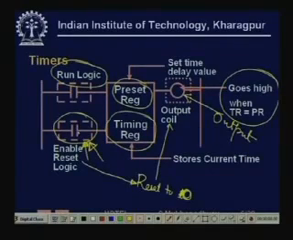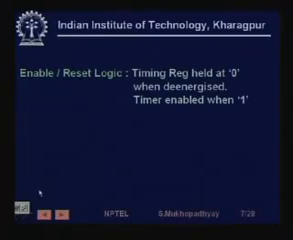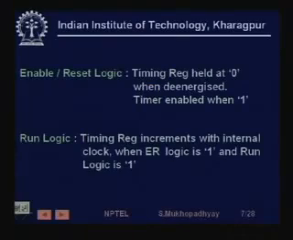So it's not necessary that you always make it a very simple logic, you can make it as complex as you want. Having done that, this is a basic timer. Timers create delay, so we can have various types of delays, and all of them can be realized by this basic timer module. To recapitulate, we have the enable reset logic, where the timing register is held at 0 when it is de-energized or 0, and the timer is enabled when 1. At that time the timer is ready to receive the clock pulses and increment its value. Similarly, we have run logic, where the timing register increments with the internal clock when the enable reset logic is 1, that is the timer is enabled, and the run logic is also 1.